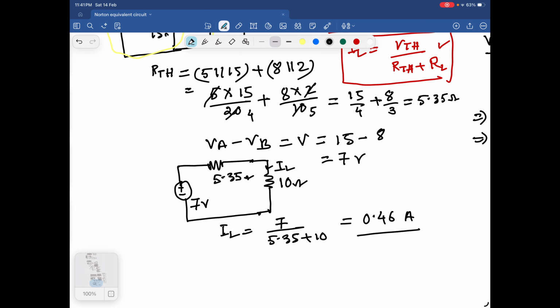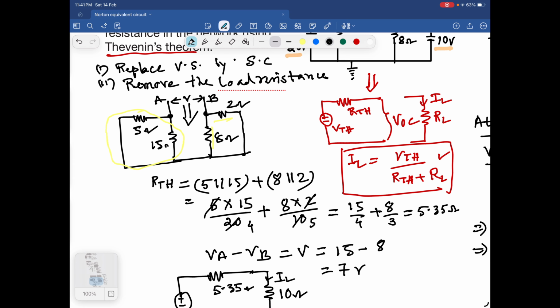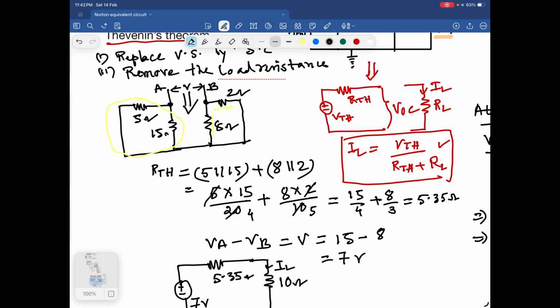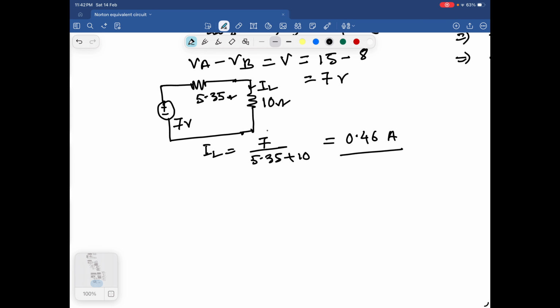So what is new in this problem? In this problem there are two voltage sources present. Generally, if multiple voltage sources are present, we can use the superposition theorem. But here in the question it is mentioned you have to use Thevenin's theorem. So that means ultimately you have to draw the Thevenin equivalent circuit. So this figure is the Thevenin equivalent circuit. So this is your desired answer.